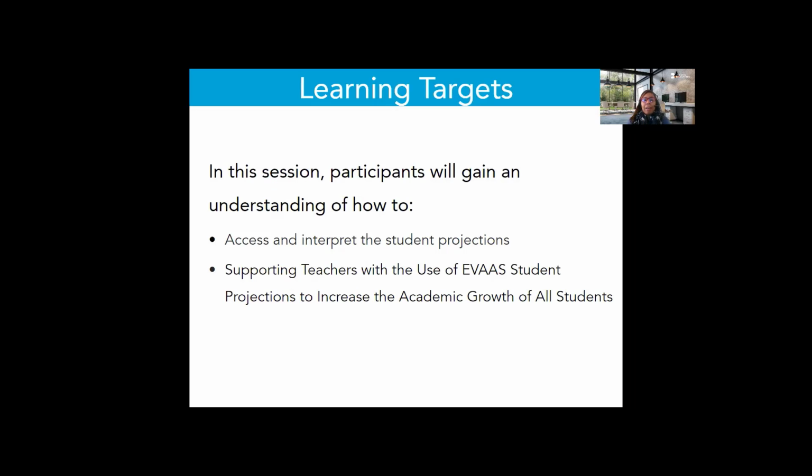Hopefully by the end of this session, there are two big things that we really want you to gain an understanding of. One, how to access your projections if you don't know how, and then how to interpret them. And then secondly, not supporting teachers, but teachers using, how do you use the projections to increase academic growth for all students?